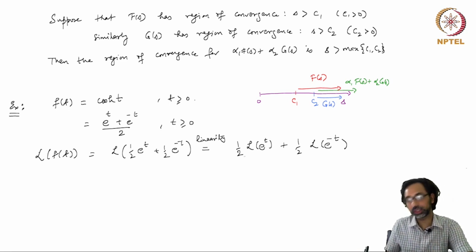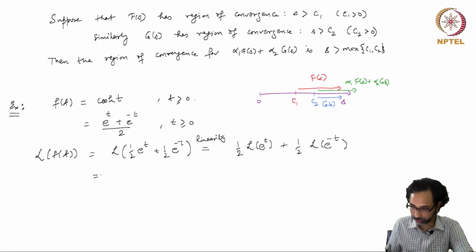And we know the Laplace transform of e to the power alpha t for any constant alpha. We have computed it before, and this is half times 1 over s minus 1 plus half times 1 over s plus 1.